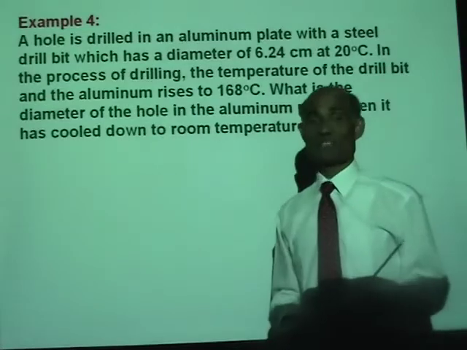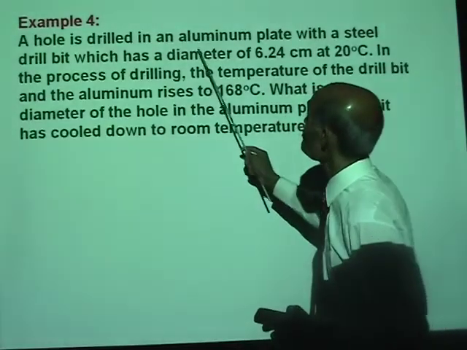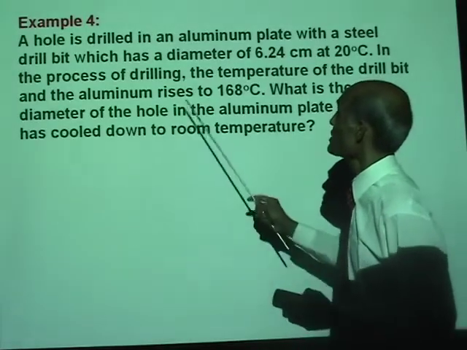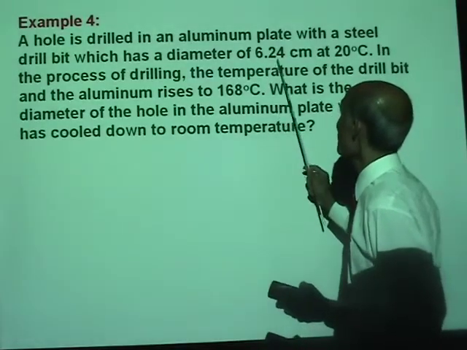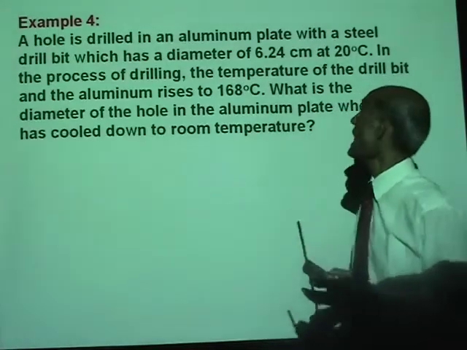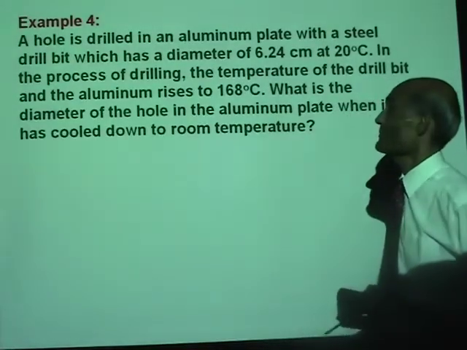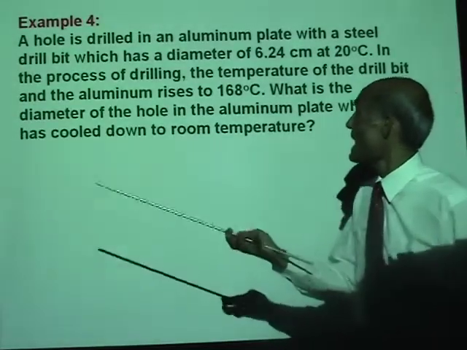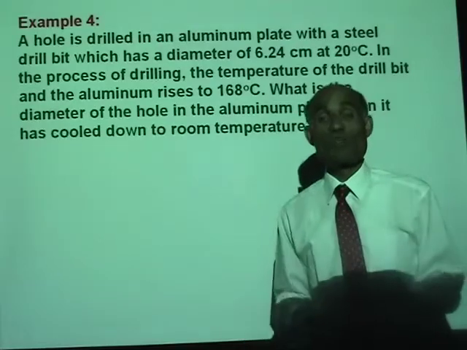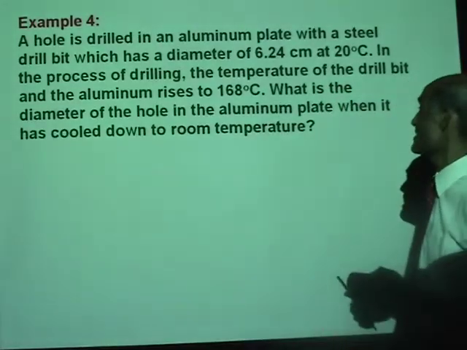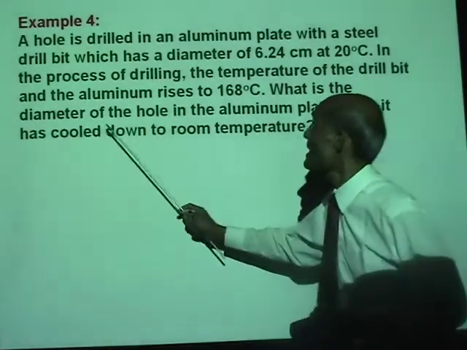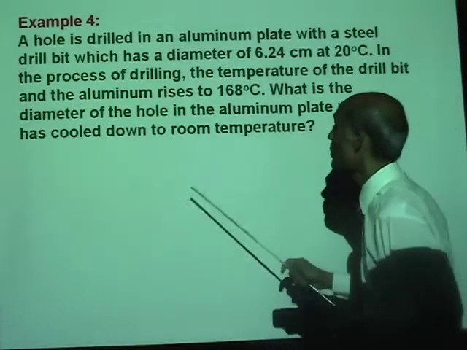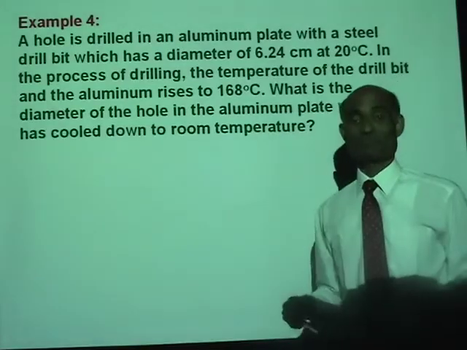Okay, another example. A hole is drilled in an aluminum plate with a steel drill bit which has a diameter of 6.24 centimeter at 20 degrees Celsius. In the process of drilling, the temperature of the drill bit and the aluminum rose to 168 degrees Celsius. What is the diameter of the hole in the aluminum plate when it has cooled down to room temperature?